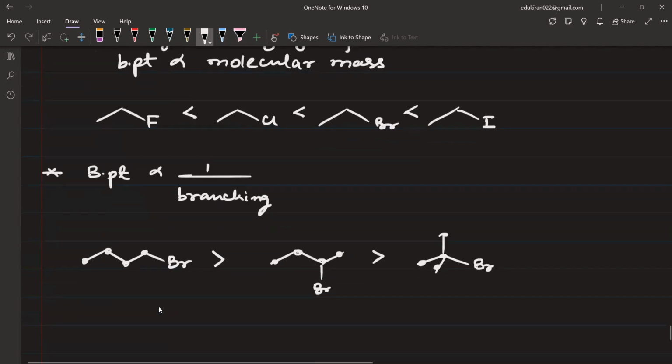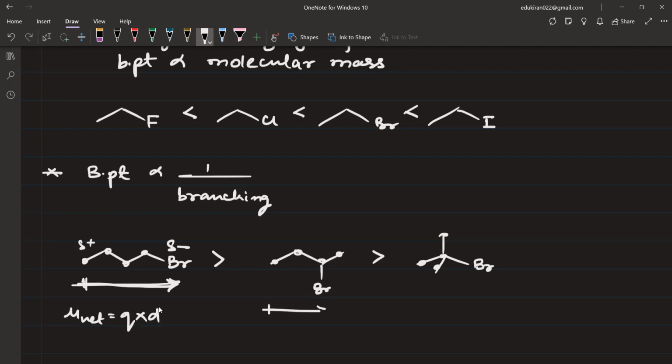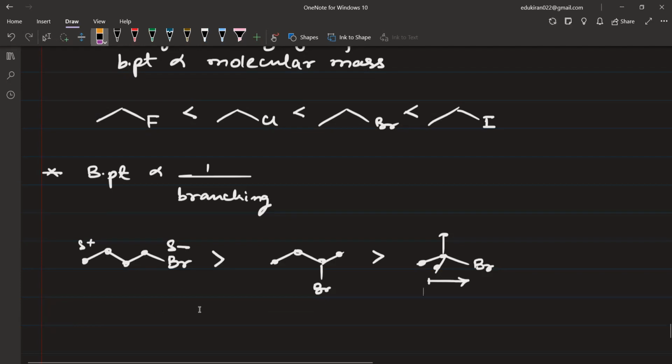Why is it decreasing? See here. If I look at the polarity, we have delta negative here, and the delta positive will be here. So you have a polarity like this, and you should remember from your physics class that dipole moment mu net is equal to the charge into distance. If the distance between the positive and negative end is large, it is going to have a higher polarity. Here the polarity is decreasing, and here it is decreasing even further. That is why when I increase the branching, the boiling point is going to decrease. Right, write this point, let me know when you're done.